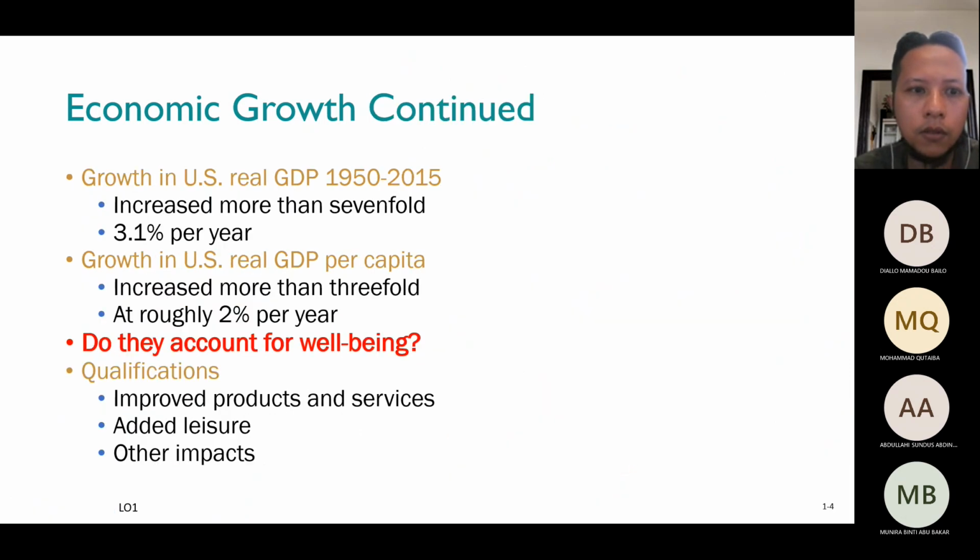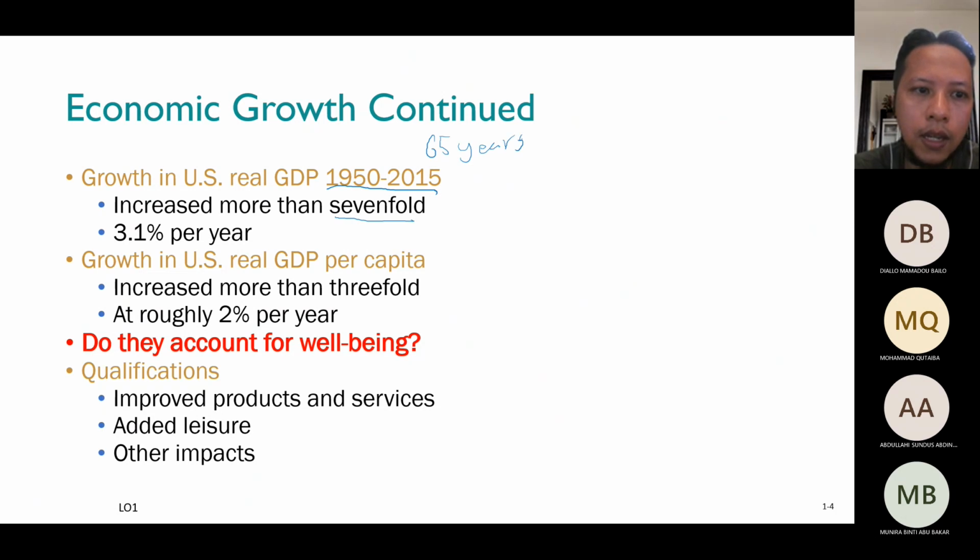Okay, so if we look at some figures, if you look at here the example of GDP in the United States. Okay, so why do we focus on the United States? Because it is an economy that can influence other economies in the world. Okay, so if we look at growth in United States from 1950 to 2015, it has increased sevenfold. Okay, so this is around 65 years.